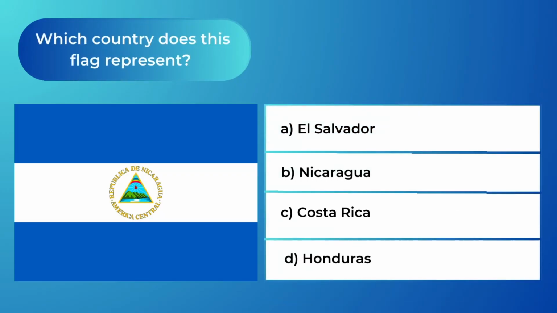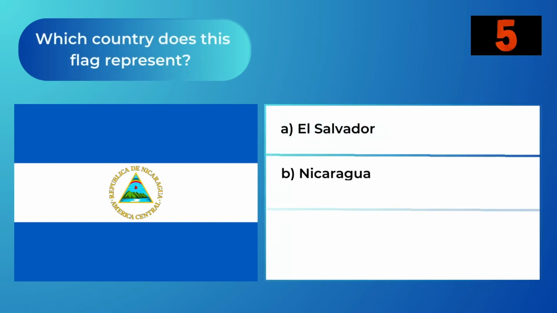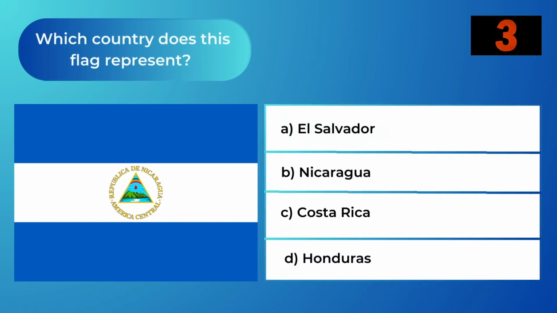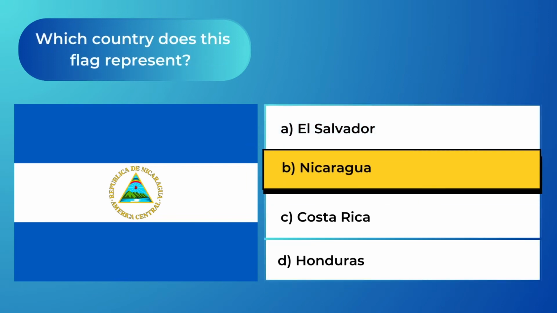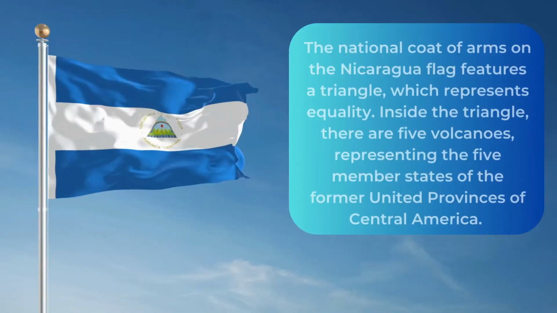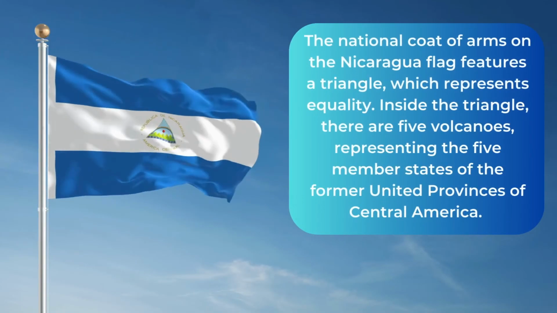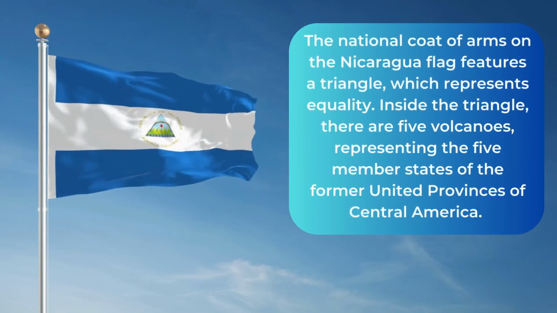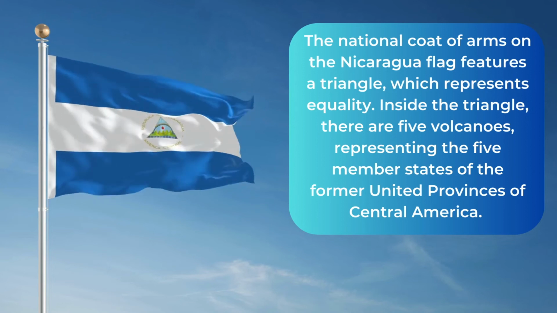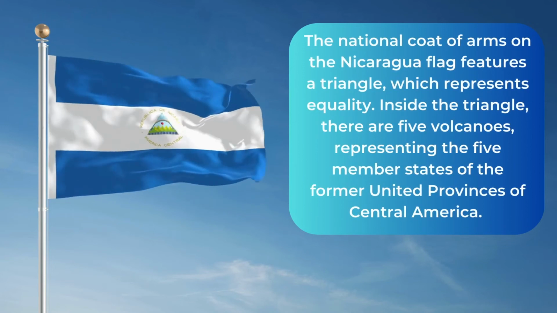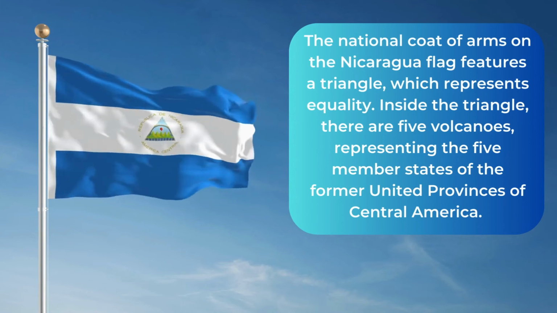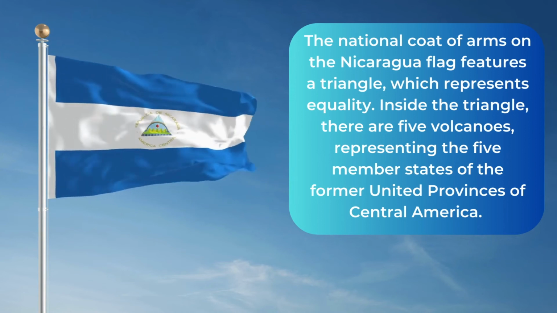Which country does this flag represent? The answer is B, Nicaragua. The national coat of arms on the Nicaragua flag features a triangle, which represents equality. Inside the triangle, there are 5 volcanoes, representing the 5 member states of the former United Provinces of Central America.